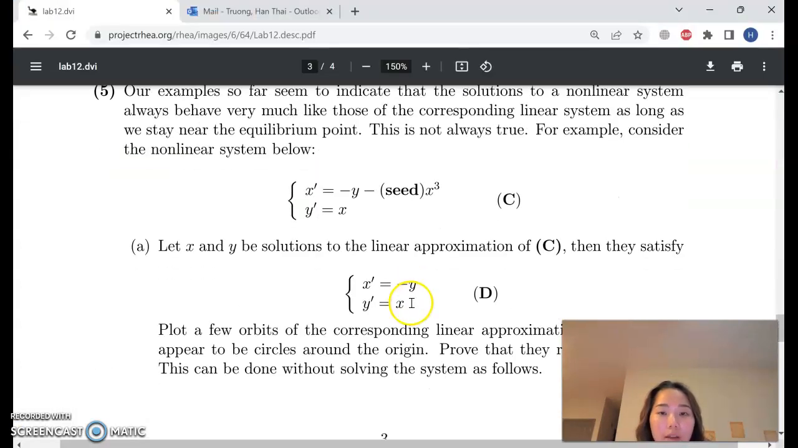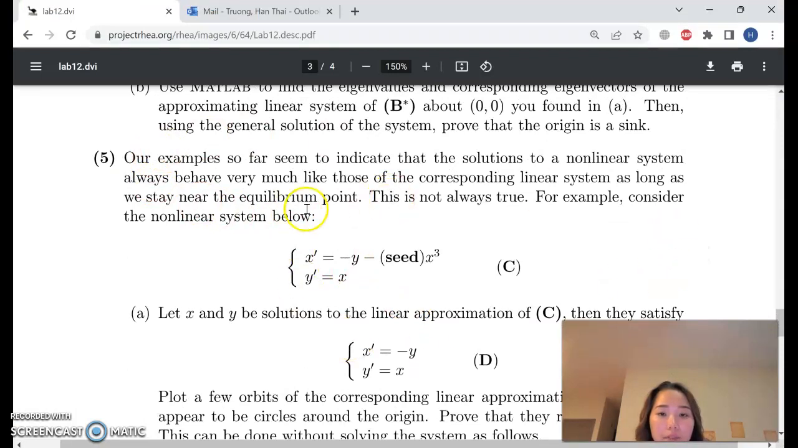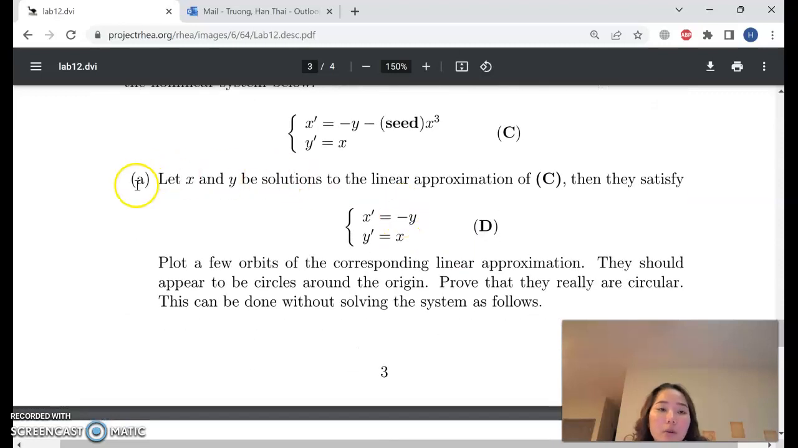So for number 5, our examples so far indicate that the solution to a nonlinear system always behaves very much like the corresponding linear system as long as they are near the same equilibrium point. So for part A, we're going to plot this into pplane, and we're going to see that it behaves circular.